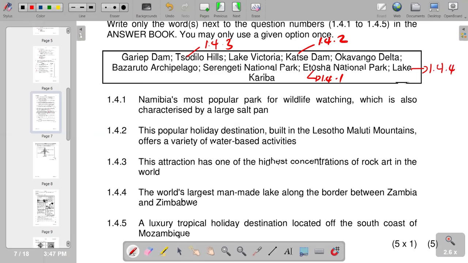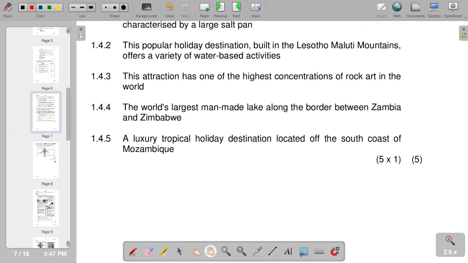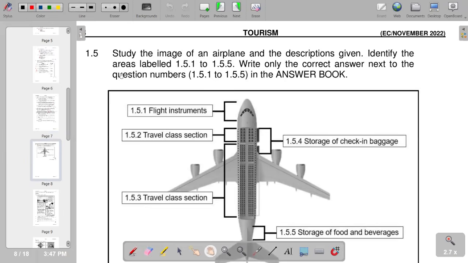Then a luxury tropical holiday destination located off the south coast of Mozambique. We've got the Bazaruto Archipelago, which is now 1.4.5. So this is what we have on this section. And then we move on to the next part, which is 1.5. You have to study the image of an airplane and the descriptions given. Identify the areas labeled 1.5.1 to 1.5.5.